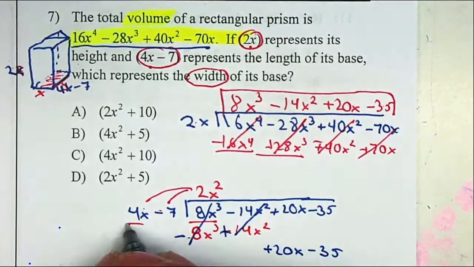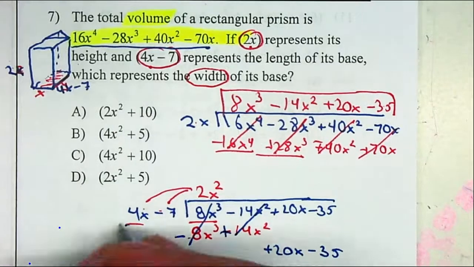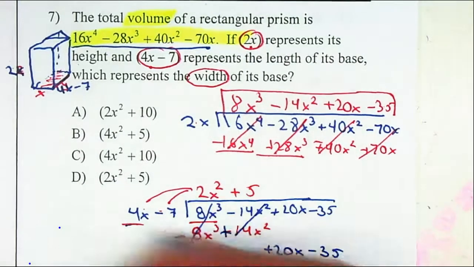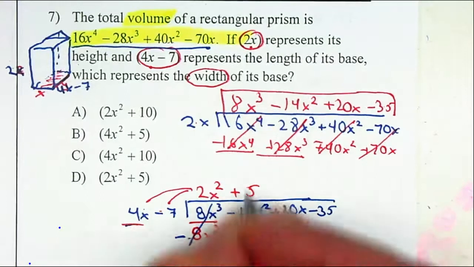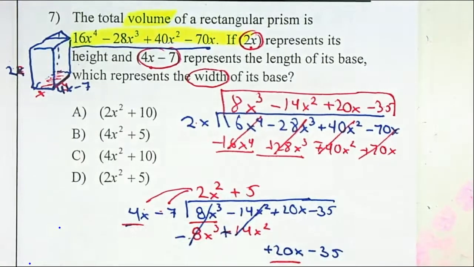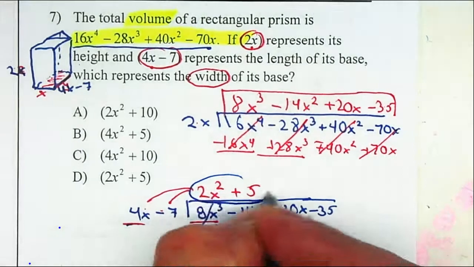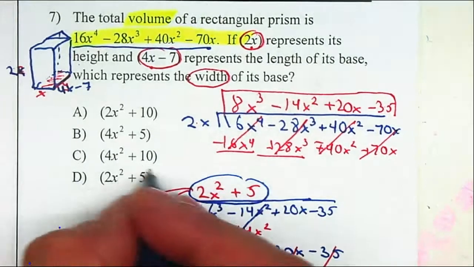And what do I need to multiply 4x by to get 20x? That gives me a positive 5. Multiply it out, 20x minus 35. Change your signs. You basically are subtracting, so we're just changing the signs instead. And the remainder is 0. So your answer, the width of the base, will be 2x squared plus 5, which is letter D.